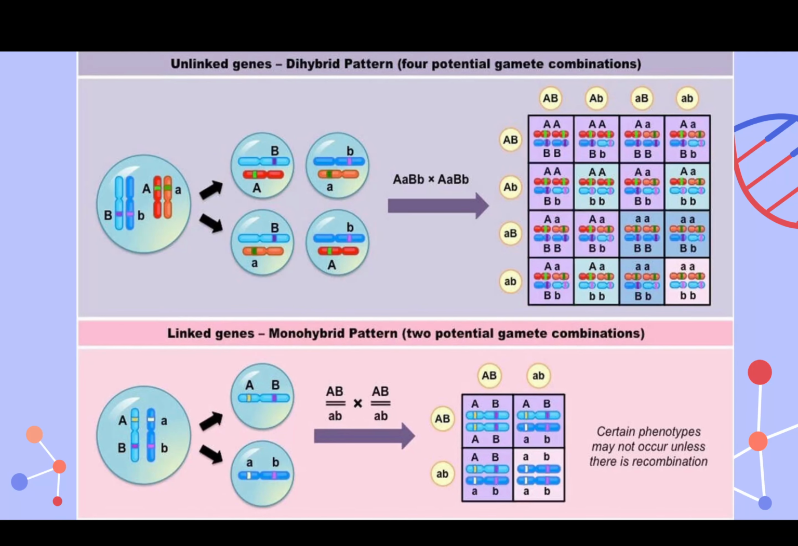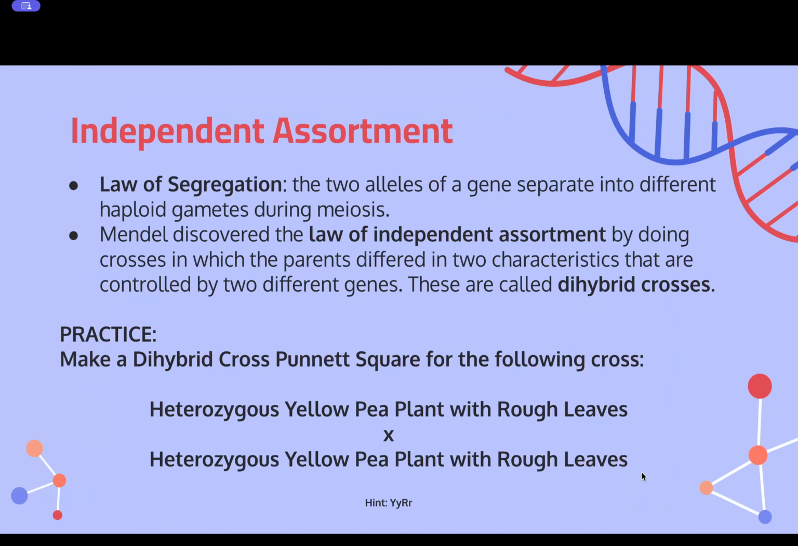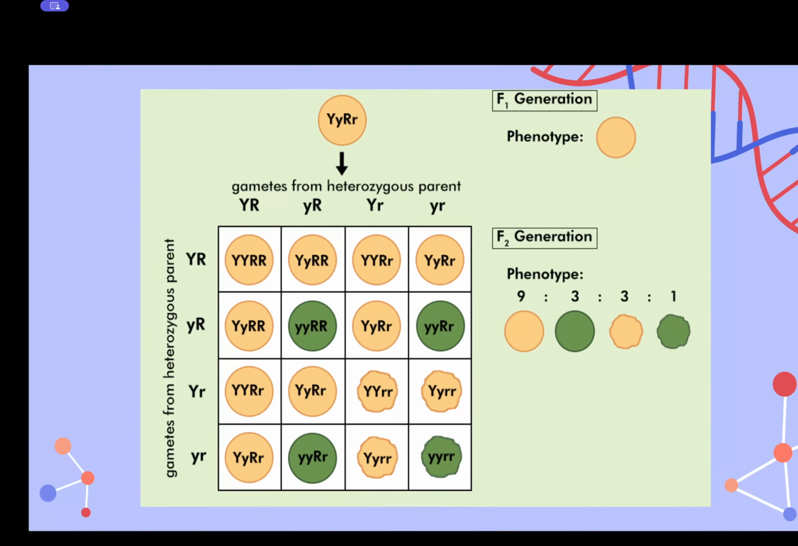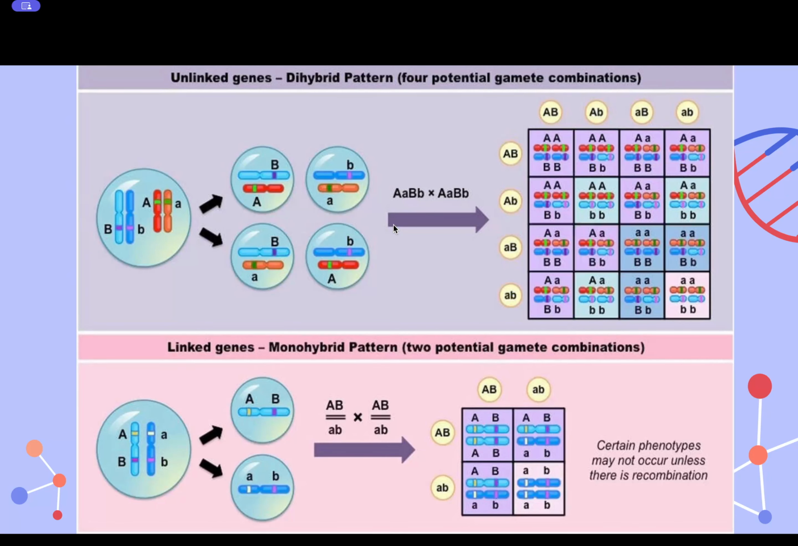Does everyone understand this? Does independent assortment just mean that it's random which allele from the parent? Yes, that is what it means. So if we go back here, one child could receive capital Y, capital R, but another child could receive small y, small r. It depends on which sperm fertilizes which egg, or which allele goes to which child. Okay, I'll go back here.